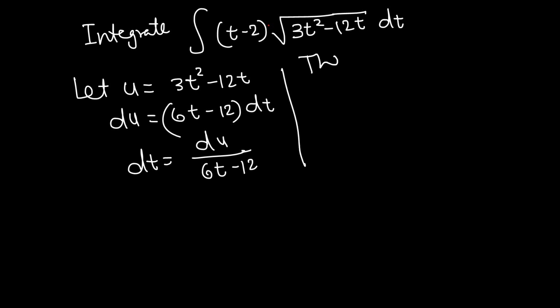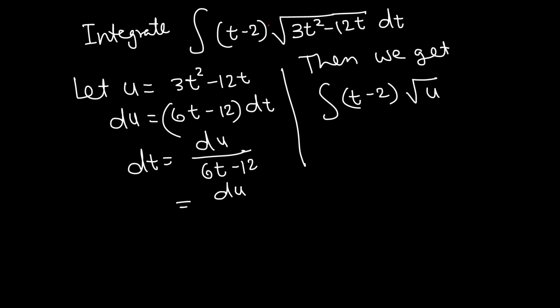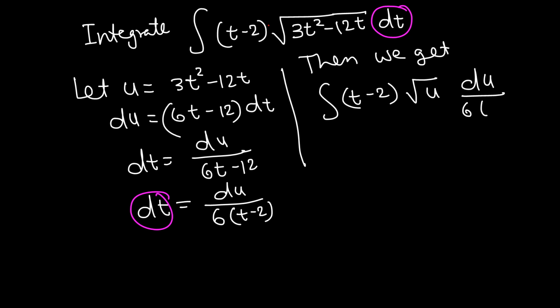With this, this integral becomes t minus 2 times the square root of u, and dt is here. Since we have t minus 2, we can factor, and let me simplify one more step. So dt is the same as du over 6, factoring 6 out, t minus 2. So that's dt, which is here, and we found that it is du over 6 times t minus 2.